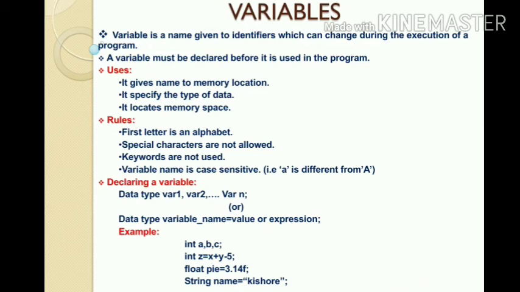Next, variables. What is a variable? Variable is a name given to identifiers which can change during the execution of the program. A variable must be declared before it is used in the program. The uses of variable is it gives names to memory location. It specifies the type of data. It locates memory space.